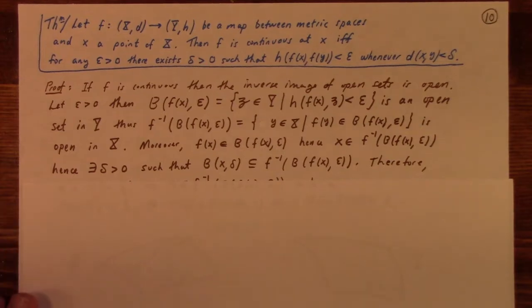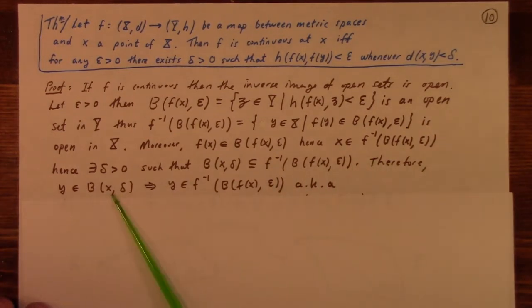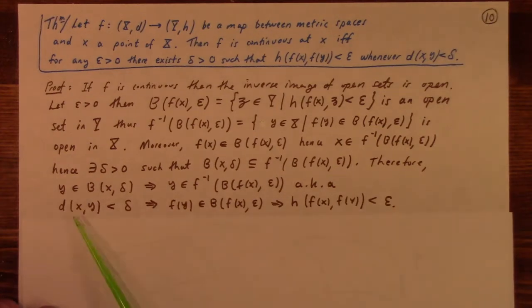exists this delta. Consequently, if y is an element of the ball of radius delta centered at x, that means y is an element of the inverse image of this, which is to say that if the distance from x to y is less than delta, that means y is an element here, right? That implies that f of y is an element of this ball, which implies that the distance from f of x to f of y is less than epsilon.